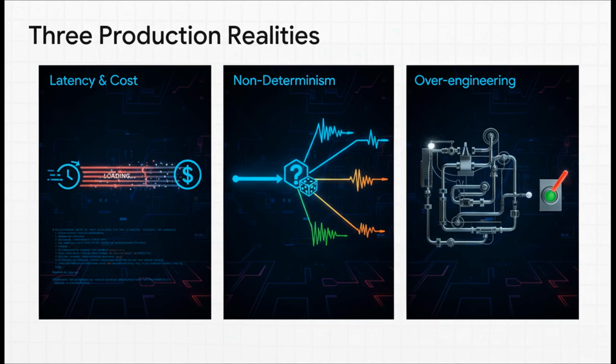First, latency and cost. These multi-step agent loops, they are not fast and they are not cheap. Every step is another API call. Second is non-determinism. The agent might not solve the same problem the same way twice. How in the world do you write a unit test for that? And third, the classic trap we all fall into, over-engineering. Not every problem needs a complex reasoning agent. Sometimes a simple cron job is absolutely the right tool for the job.